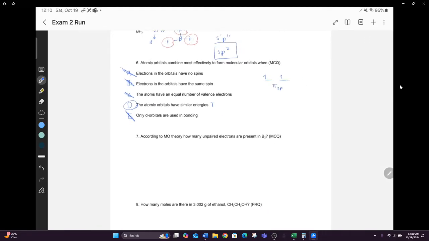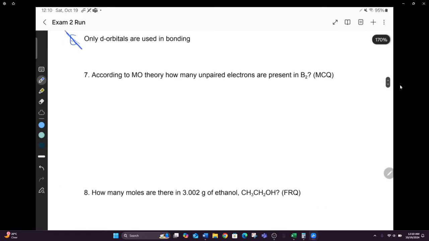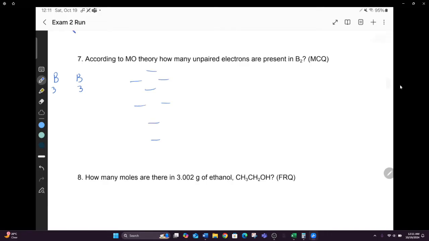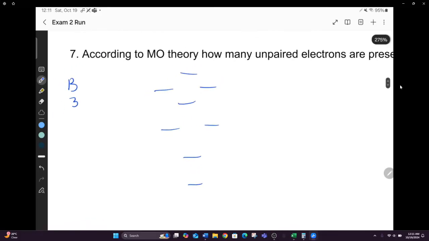Alright. Next. According to MO theory, how many unpaired electrons are present in B2? So you need to know how to draw your overall structure. We know that one B has 3 valence electrons, and the other B has another 3. And the order for the B's is sigma, sigma, pi, sigma, pi, sigma. That's kind of how you remember this.